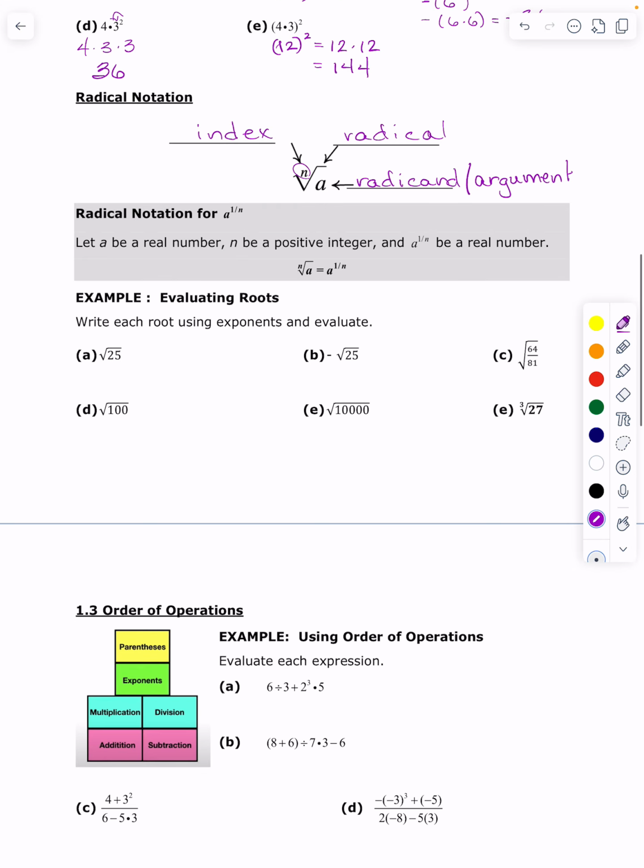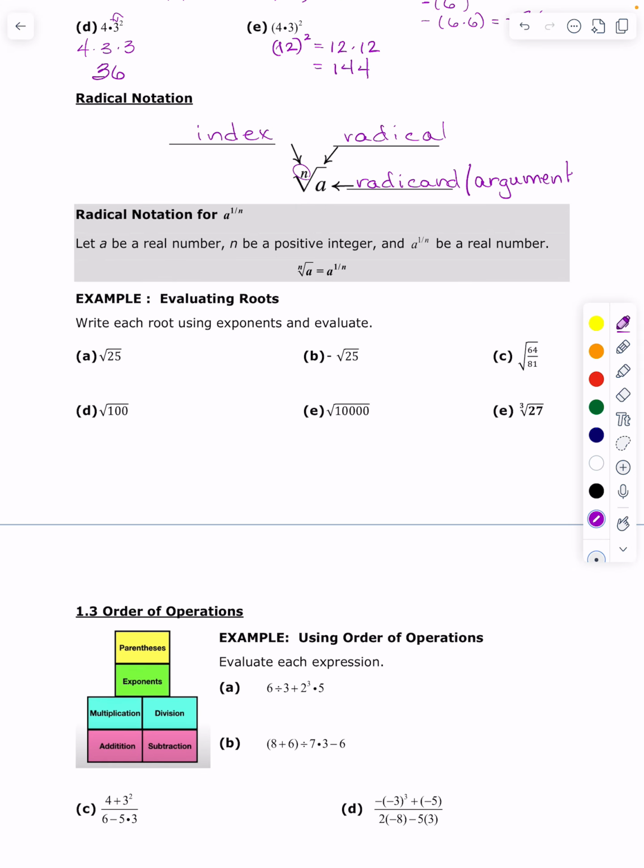Okay. Gray box explains fractional exponents. We don't need to worry about that so much right now. But what a root is asking for is the number that you can multiply by itself to get that argument. So 25 I know I can rewrite as 5 times 5. Square root of 25 is 5.